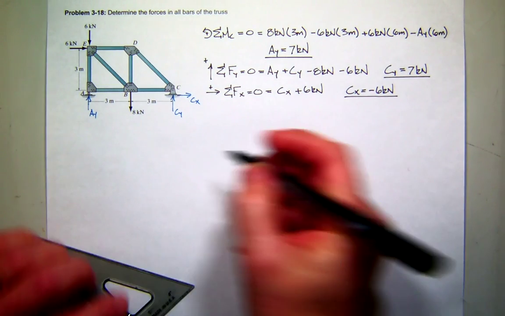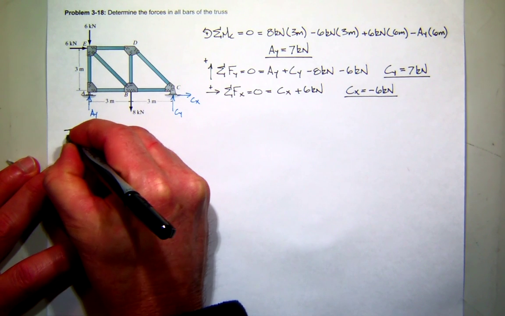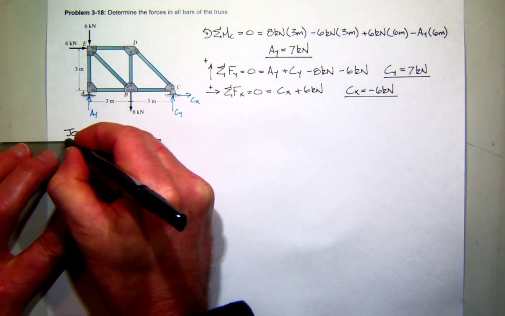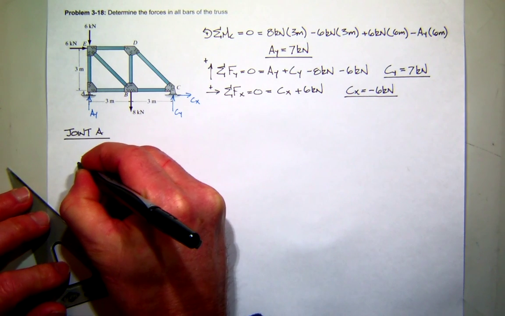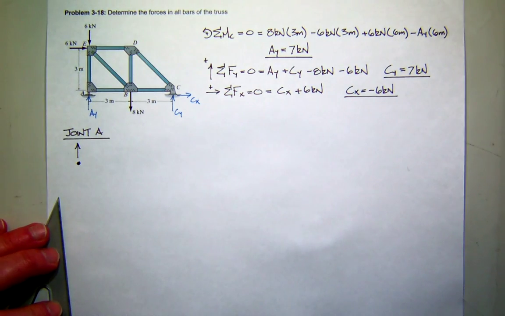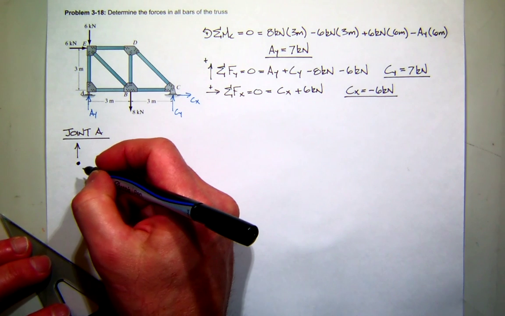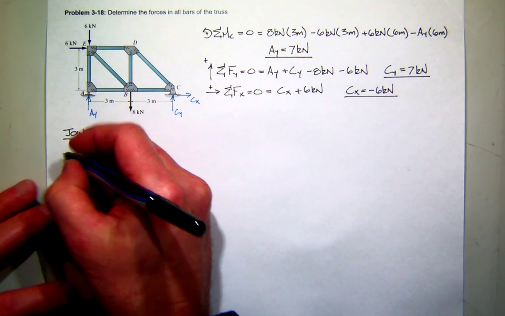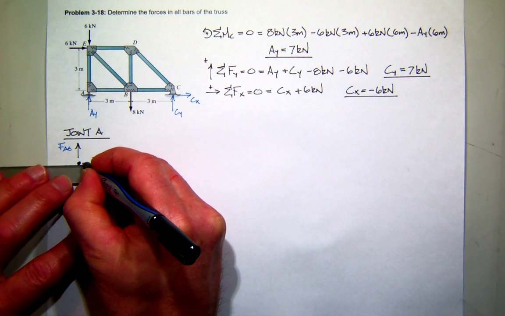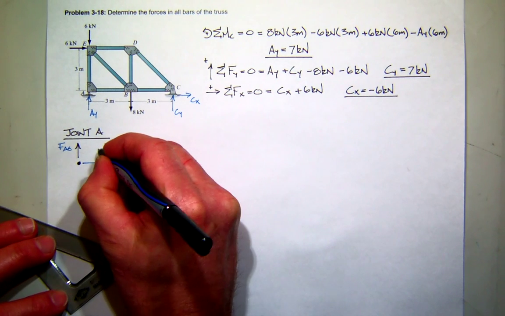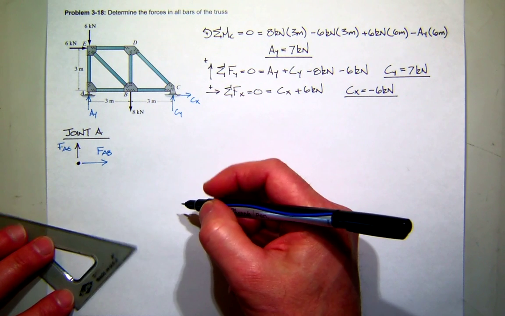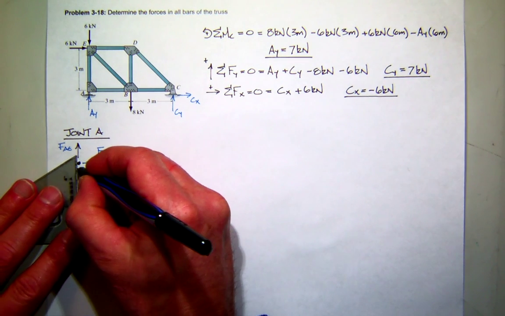So let's start with joint at A. So there's my free body diagram. I'm going to assume my forces are always in tension. Well, I'll assume they're in tension. So there's AB, and there's AE, and then AY we found was 7.